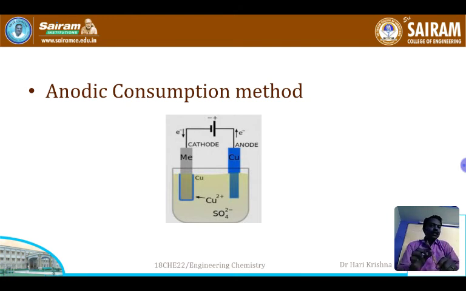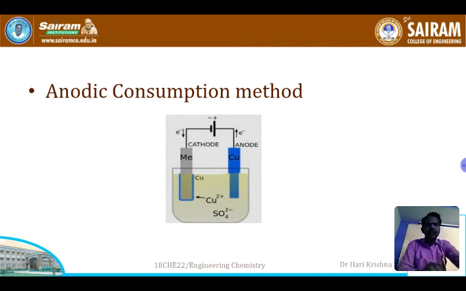Since the metal acting as the anode is the coating material itself, the metal is consumed during the process of electroplating. So what is the anodic reaction? Cu gives Cu2+ and 2 electrons. The anode is dissolving, the anode is being consumed, therefore it is called the anodic consumption method. Examples of such plating are nickel plating, copper plating, zinc plating, etc.